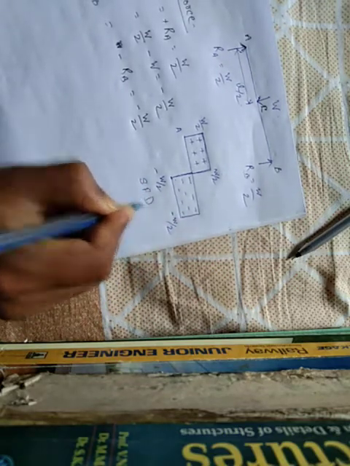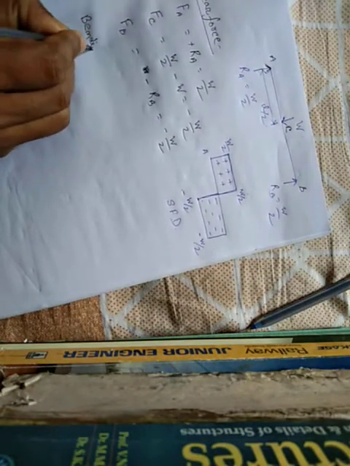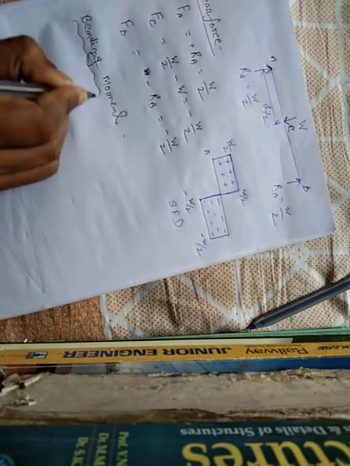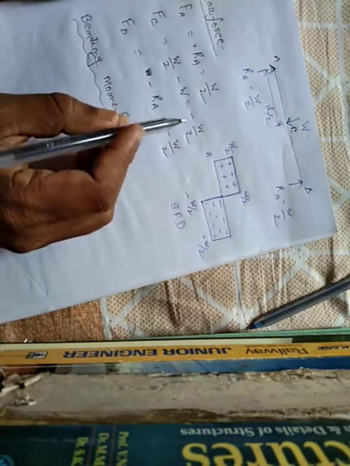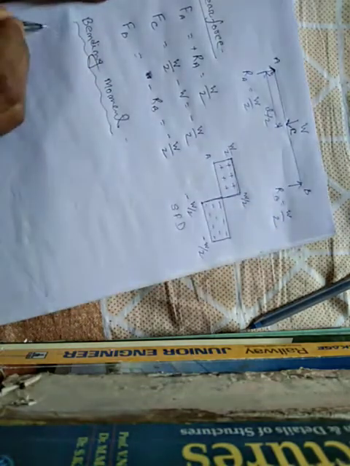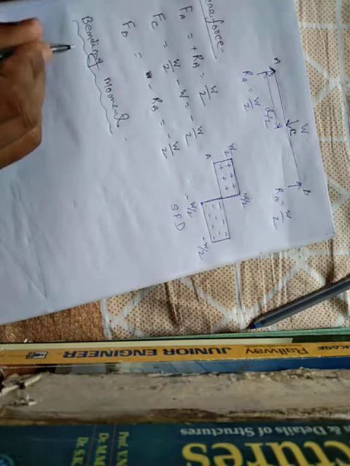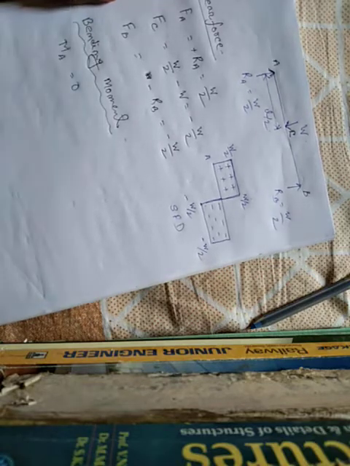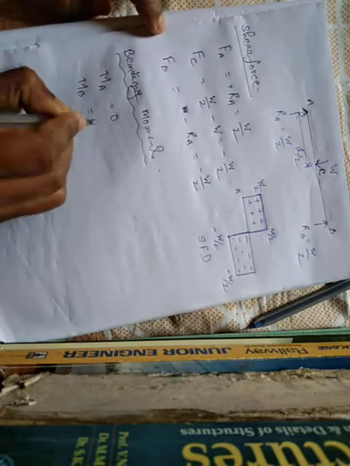Now find out the bending moment and draw the bending moment diagram. Now find out the bending moment at point A and point B. We know that for a simply supported beam, at a support the bending moment is 0. So we can write the bending moment at point A is equal to 0. Also bending moment at point B is equal to 0.